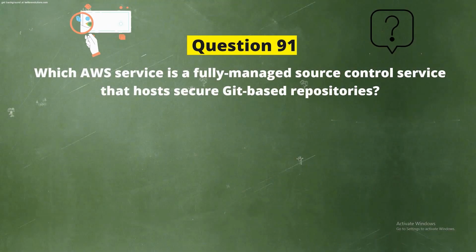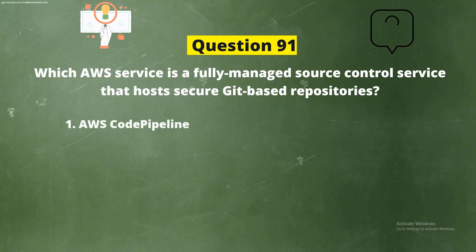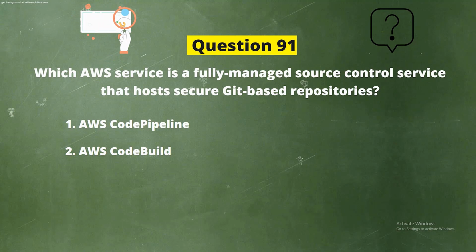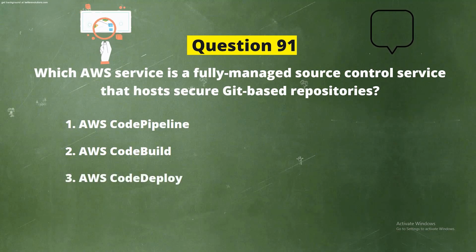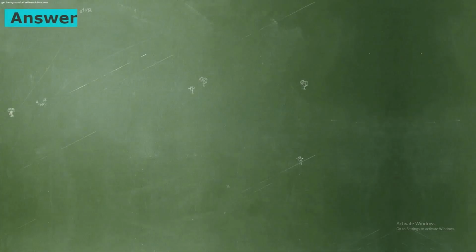Question 91. Which AWS service is a fully managed source control service that hosts secure Git-based repositories? And the options are Option 1. AWS CodePipeline. Option 2. AWS CodeBuild. Option 3. AWS CodeDeploy. Option 4. AWS CodeCommit. And the correct answer is Option 4.